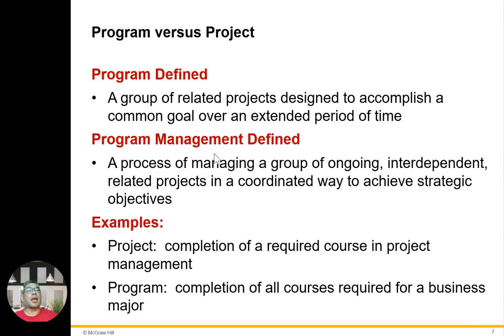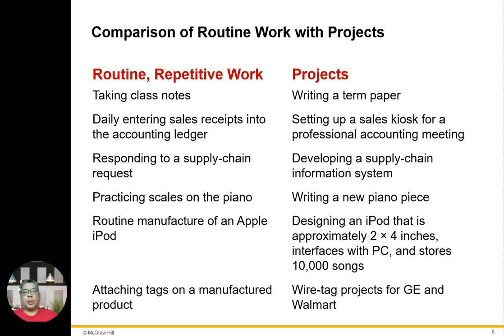Okay, let's look at program versus project. A program is a group of related projects designed to accomplish a common goal over an extended period of time, while program management is defined as the process of managing a group of ongoing interdependent projects in a coordinated way to achieve strategic objectives. The example of a project is completion of a required course in project management. That is a project. What is a program? A program is completion of all courses required for a business major. That's a program.